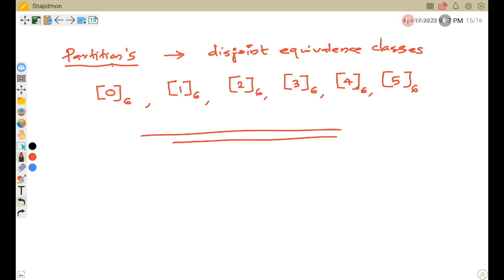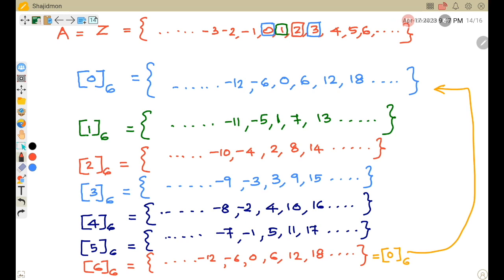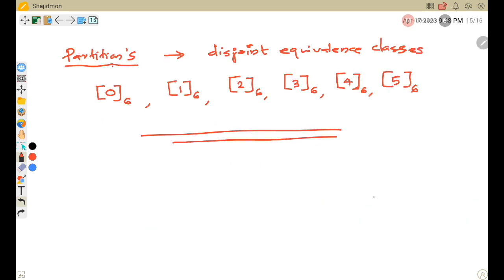Hope you understood that one. See why we call this a partition. If you take the intersection of these sets, for example congruence class 0 and 1, there is no element common. 0 and 1, no element common, correct? Same for 1 and 2, no element common. 2 and 3, no number common. If you take any pair of these congruence classes, there is no element common. The intersection should be the empty set, okay?